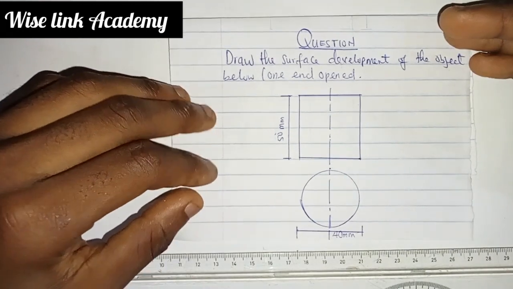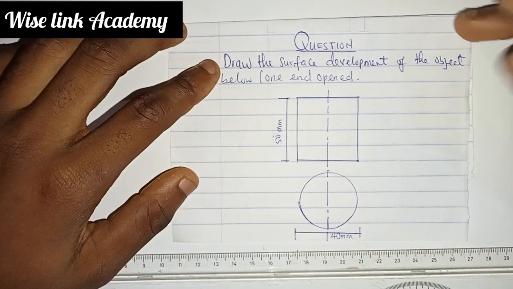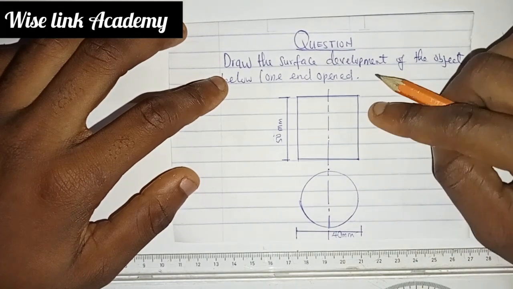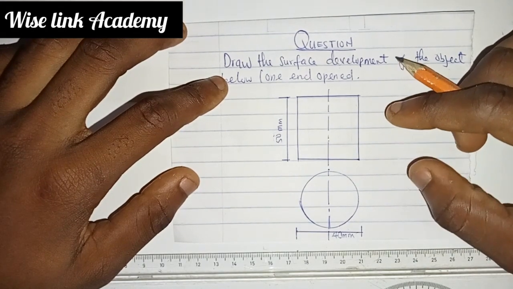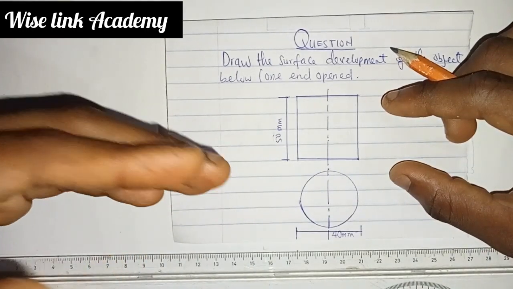a question is given below. Draw the surface development of the object below. This is a what? A cylinder, isn't it? So we want to draw what? The development of what? Of a cylinder, isn't it?